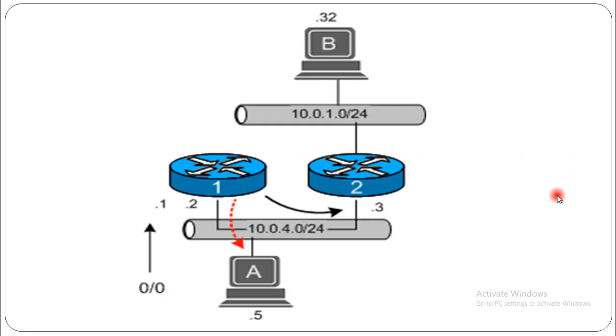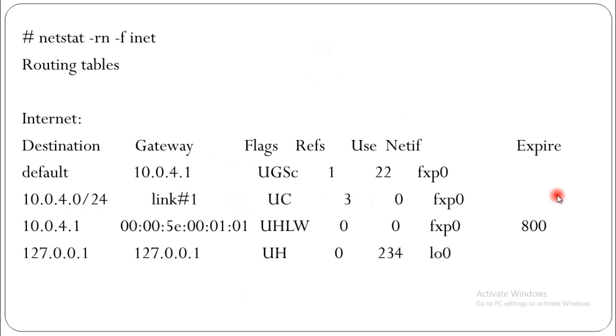So just consider the following scenario over here. Once again, host A would like to send a packet to B. The routing table on host A consists of only one default gateway and no other static rules. And this is the routing table output from host A, that is a FreeBSD 4.6 system.